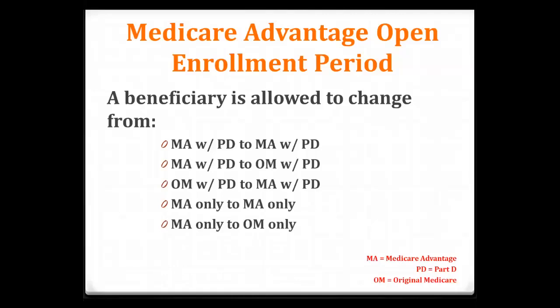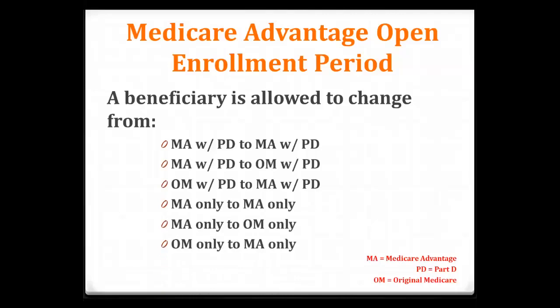A Medicare Advantage plan only to Original Medicare only with no drug plan, or Original Medicare only to a Medicare Advantage plan only, again, with no drug coverage. That's what the beneficiaries can do between January 1st and March 31st, starting in 2019.